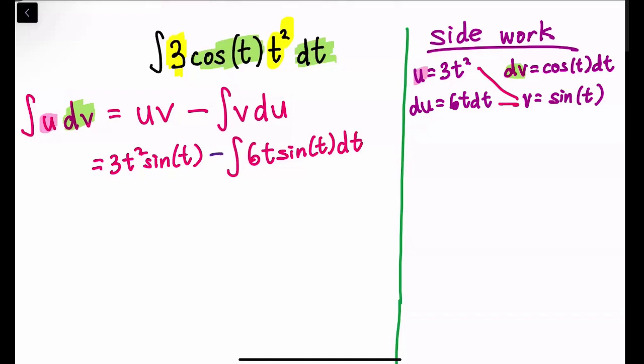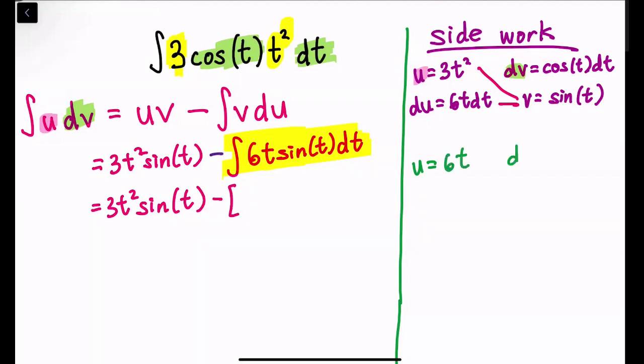Next, let's focus on simplifying the integral of 6t times sine of t. And realize that we will have to take the integration by parts one more time. And so again, we will need to identify our u and dv. So again, u will be the function that is easiest to take the derivative, which is 6t, and dv, being the remainder of the problem, is sine of t.